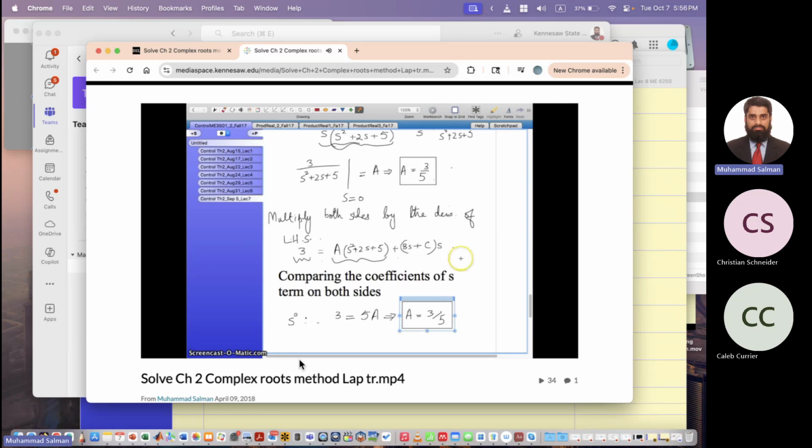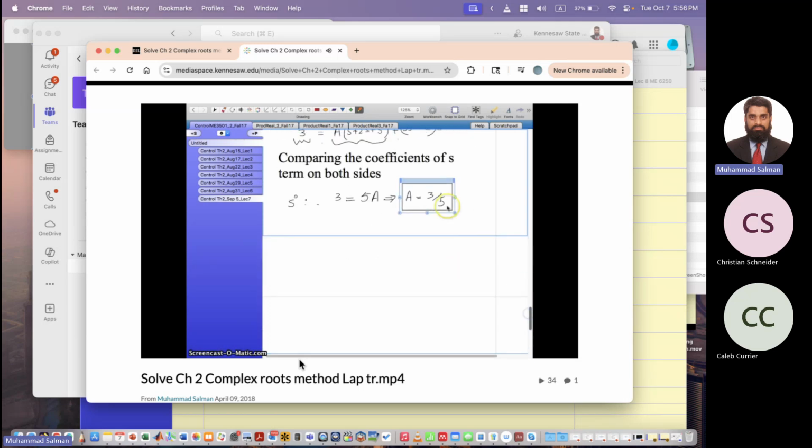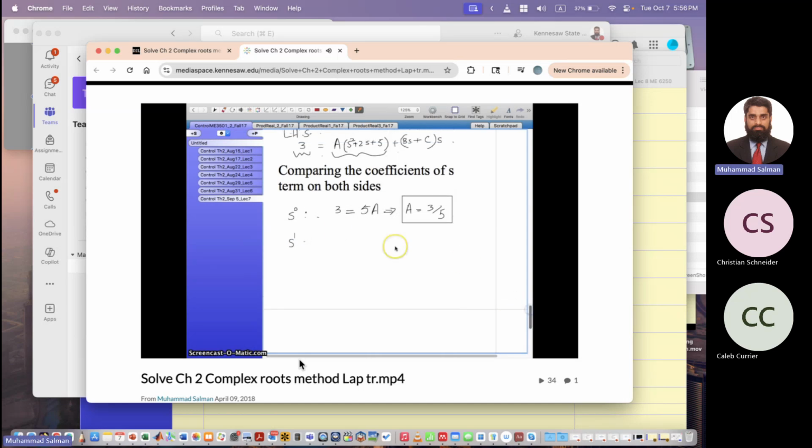And now we have to compare the second coefficient, s to the power 1. Do you see s on the left hand side? No, you do not. So this is 0. On the right hand side, you see 2a plus c. That means c is equal to minus 2a. That means c is equal to what? Minus 6 over 5.